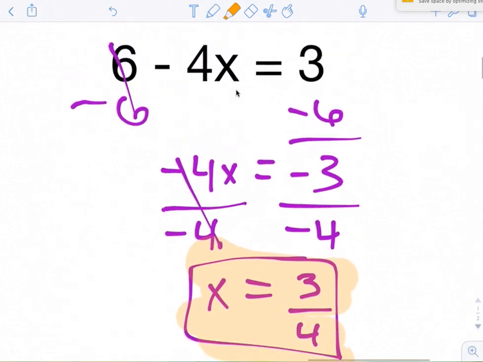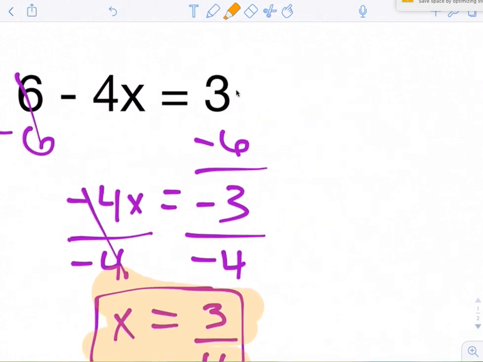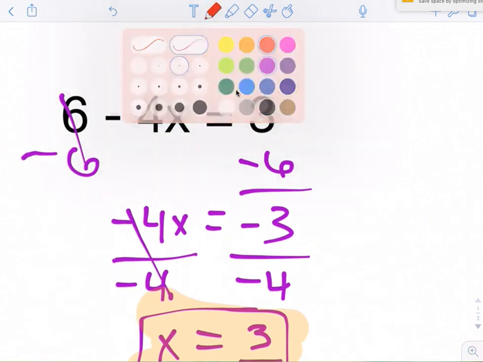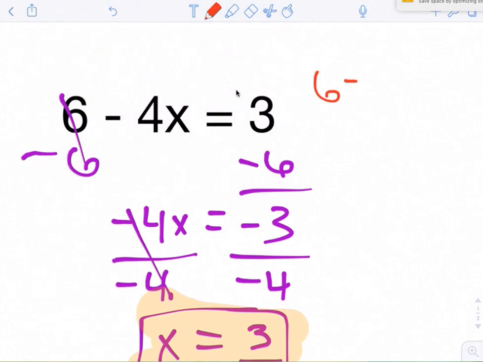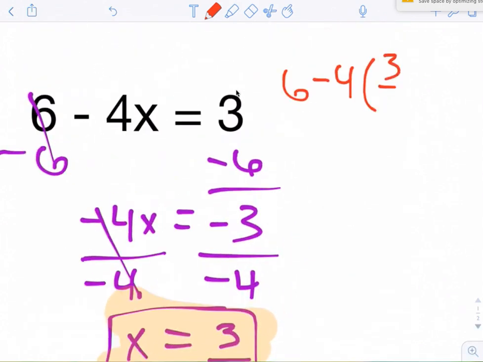Let's see if that would work. And this is when you would actually use a calculator, but you don't have to. We can do it the old-fashioned way. So we're going to go ahead and write it in our little letters. 6 minus 4 times 3/4 equals 3. Now, if we do PEMDAS, we know that we have to do our multiplication first. So we're going to have to do this first.